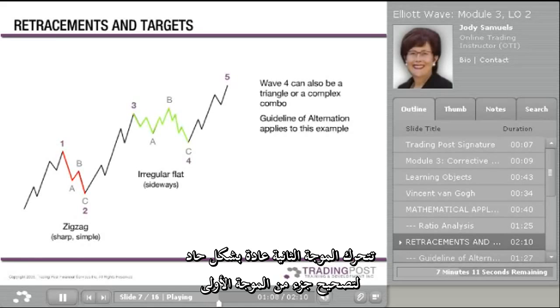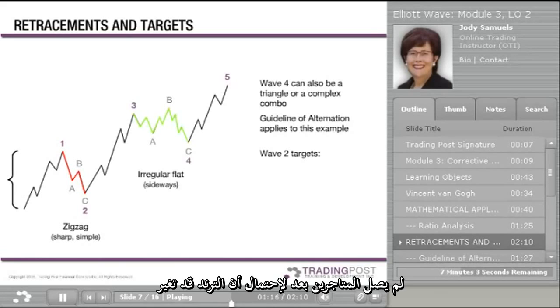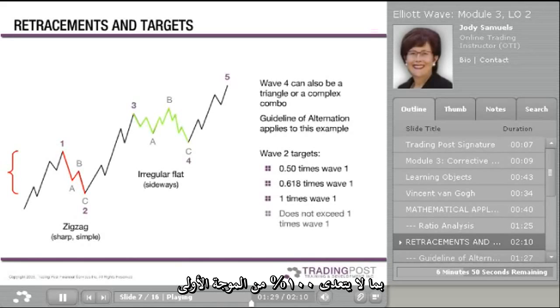Wave 2 moves are usually sharp, correcting most of wave 1. Traders still think the wave 1 is a correction in a downtrend, so traders haven't caught on to the possibility that the trend has changed. Therefore, wave 2 usually retraces between 50 and 61.8% of wave 1, not to exceed 100% of wave 1.